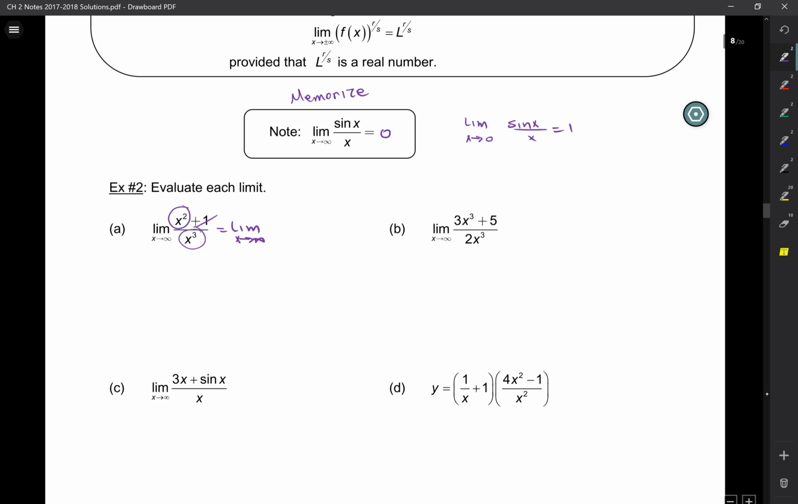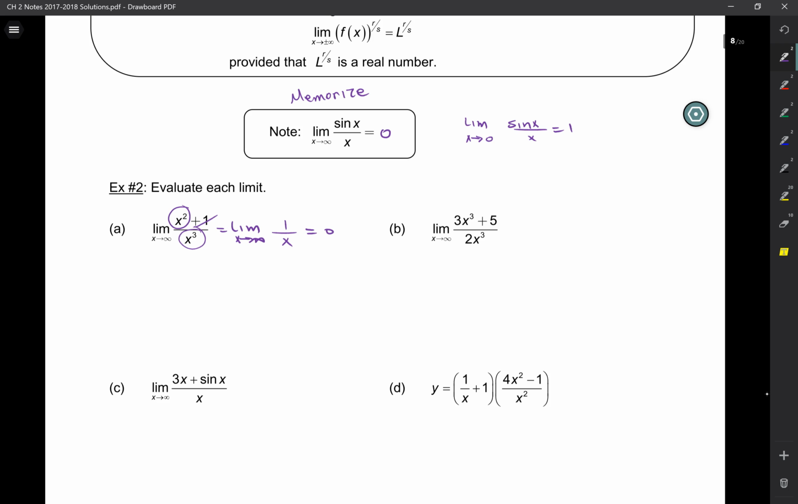X squared over x cubed is what over what when they simplify? 1 over x, right? Because the x squared cancels and you have 1 x left on the bottom. So now let's think about this. As x becomes infinitely large, what happens to 1 over x? It gets smaller and smaller to 0. So this is 0. So remember, when you have an x left over in the bottom, the limit is going to be 0.